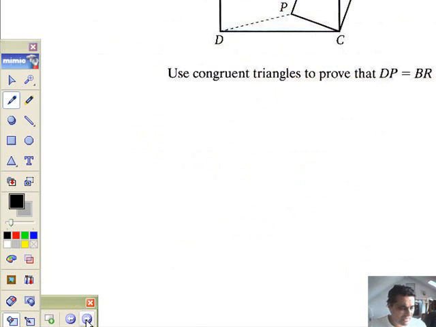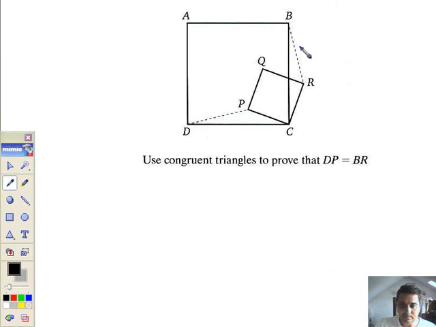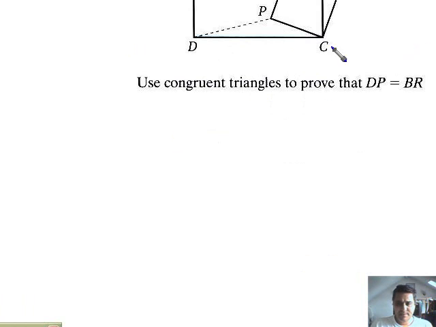Last question. Right. This is the AQA style question. It is in fact a past question from a paper. In the diagram, ABCD and PQRC are squares. Use your knowledge of congruent triangles to prove that DP equals BR. Right. DP equals BR. Let's just have a look here. Loads of ways of doing this.